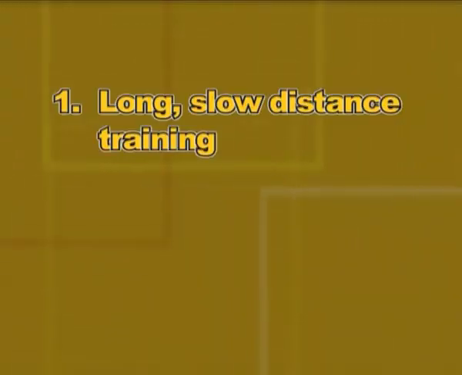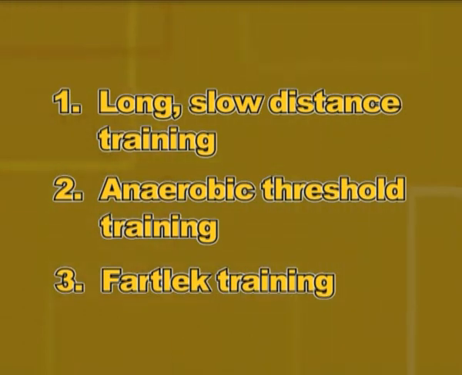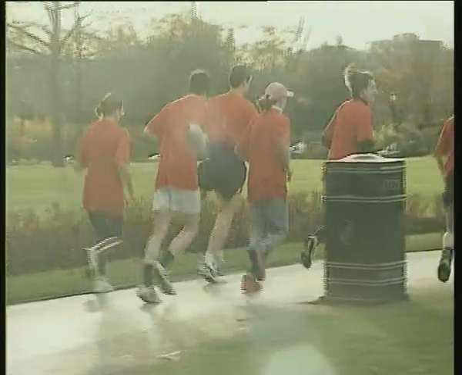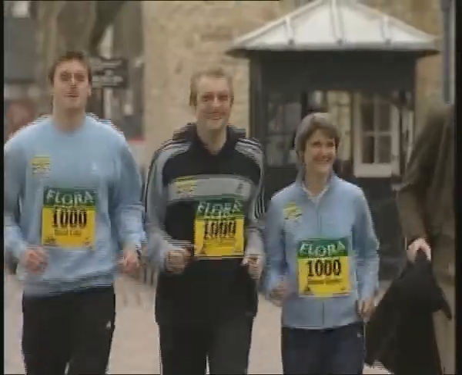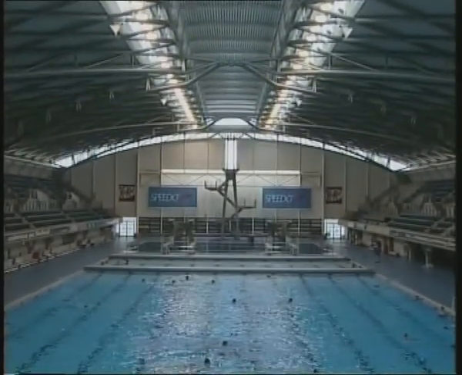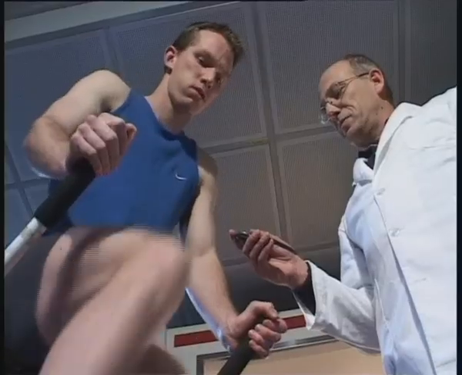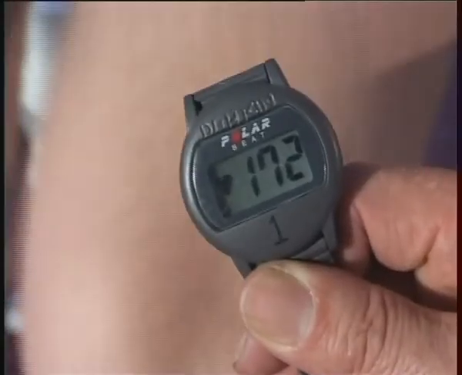There are three main types of continuous training: long, slow distance training, anaerobic threshold training, and fartlek training. Fartlek is a Swedish word meaning speed play. The first type, long, slow distance training, involves low-intensity aerobic exercise, like going for a jog or gently swimming laps in a pool. It is submaximal training, working at about 70% of maximum heart rate. This type of training gradually improves aerobic capacity.